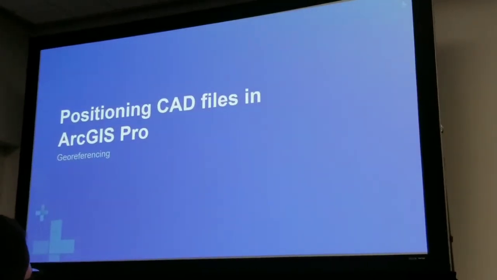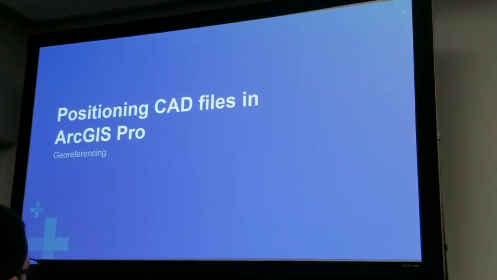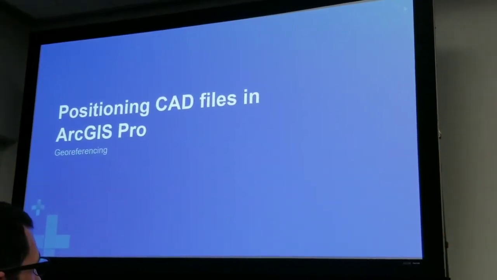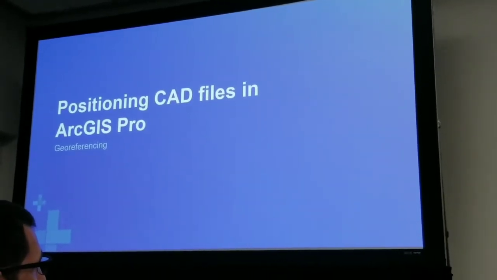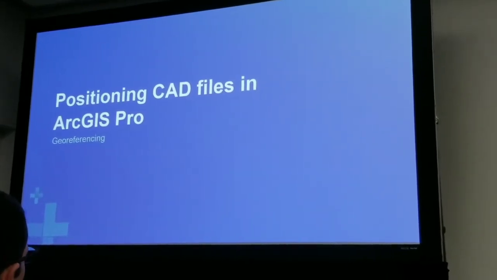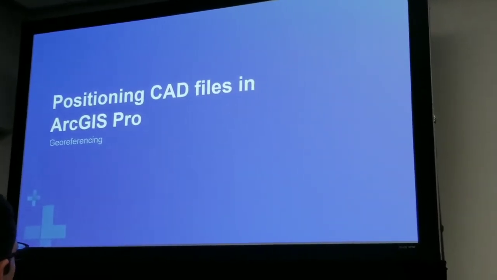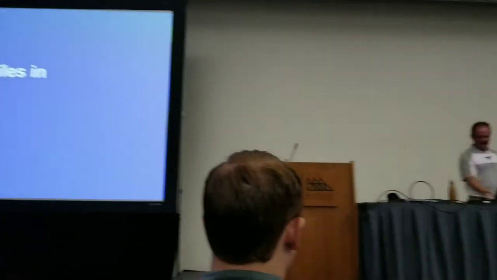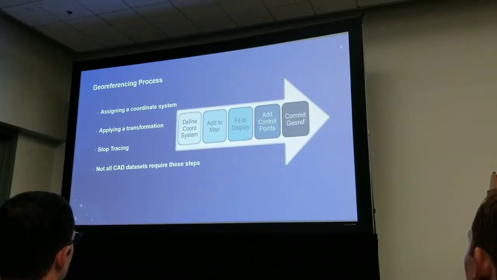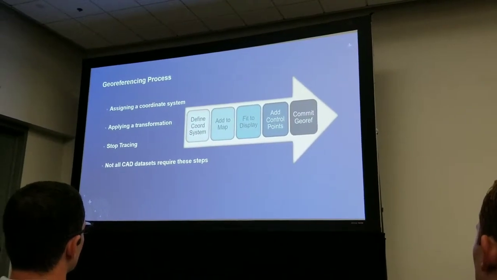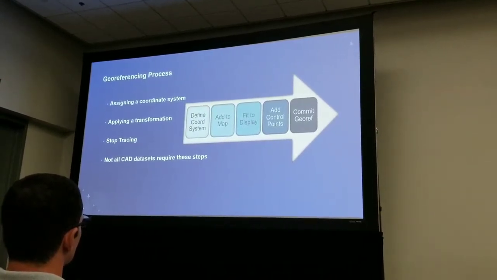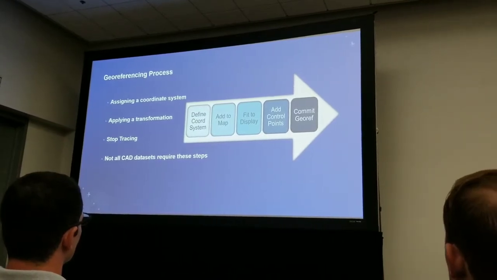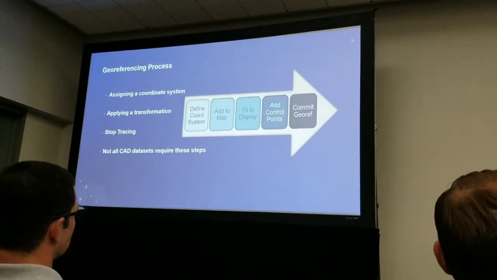So that's an important part of using CAD data in GIS. The next important part is positioning your CAD files. Who has had to do that? Did they come in the right spot? No. Sometimes not, right? Sometimes they do. So in ArcGIS Pro as well as ArcGIS Desktop, we have the ability to position your CAD files. We have a georeferencing process just like we do in ArcMap, which allows you to define a coordinate system with your CAD file. Then you can add it to the map, fit to display, add your control points, and commit your georeference. Simple, done, easy, right?